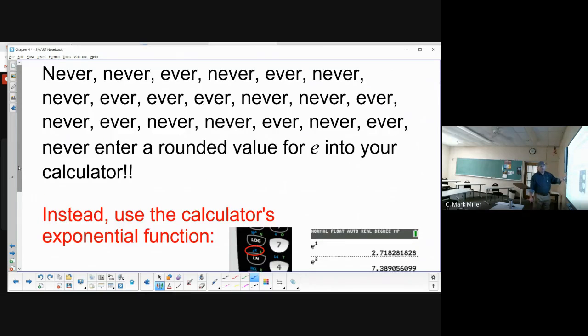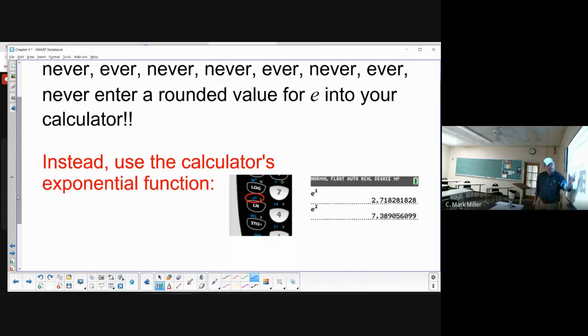On our calculator, in our little picture there, above the LN key is a key with e to the x on it. This is what you are to use to raise e to a power, the function on your calculator. Otherwise, on your paper, you can leave it just as e. You can leave e in your answer.